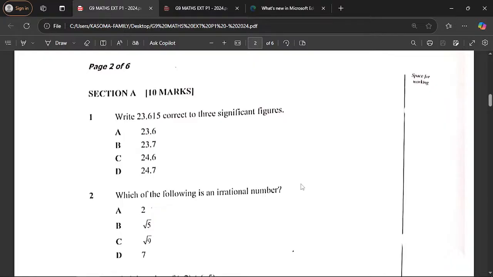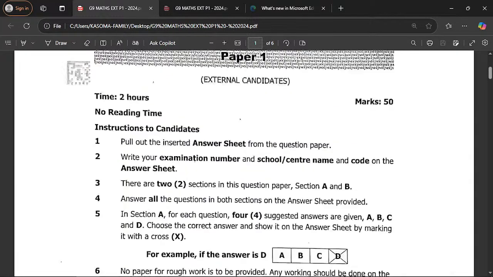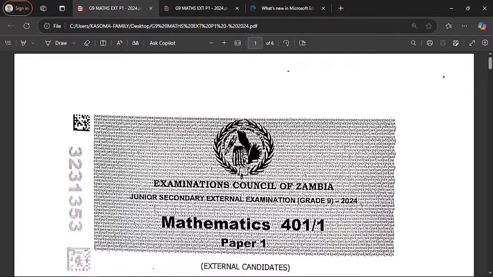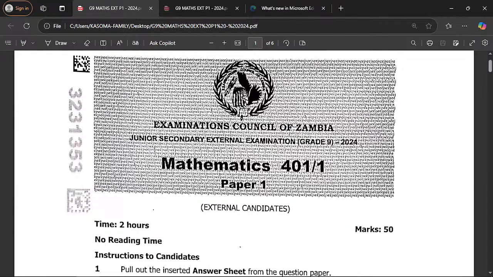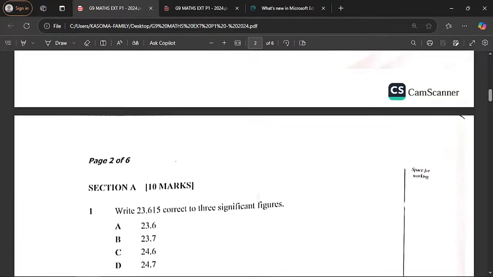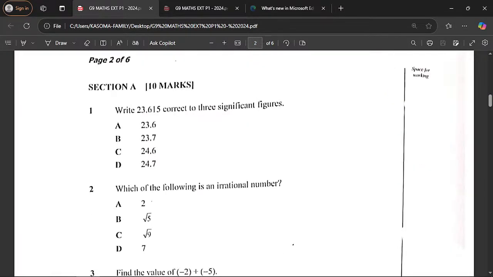Okay, so we have got question one. This is in case you are wondering which paper and which grade this is. This is grade 9 mathematics 2024 external candidates. The entire paper was carrying 50 marks, and it was designed that learners will take 2 hours to write the entire paper. So I'm going to propose the actual answers that we are supposed to write, and I'll demonstrate how to find the answers.